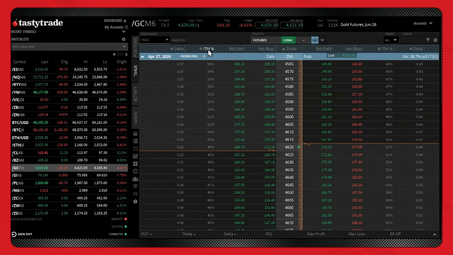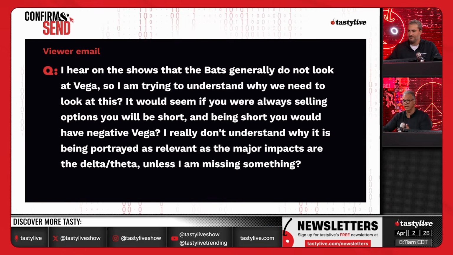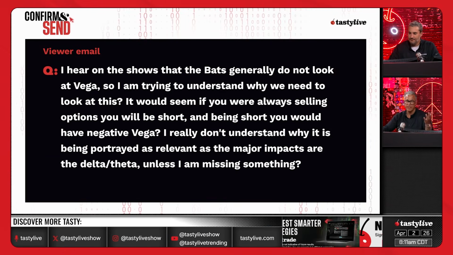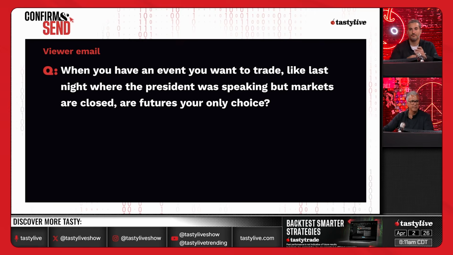I just have GC up there. You can have it under anything. You just click on one of the columns that you have here, and you go to Vega, and there's all your Vega. So if you really want to see it, you can have it there. Yeah. If you're selling premium, you're going to be short Vega. If you're buying premium, you're going to be long Vega. For sure. Next one, please.